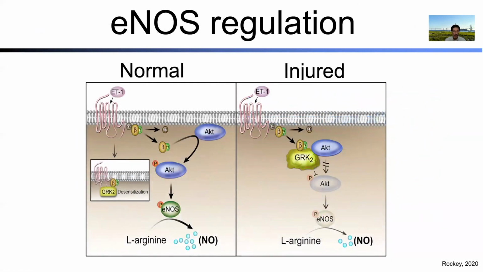So the summary of the GRK2 signaling is that in the normal liver, you have endothelin stimulating the B receptor, activating G proteins, stimulating AKT, it's phosphorylated, leads to eNOS phosphorylation and NO production. However, in the injured liver, you have upregulation of GRK2, which then leads to reduced phosphorylation of AKT and reduced phosphorylation of eNOS.